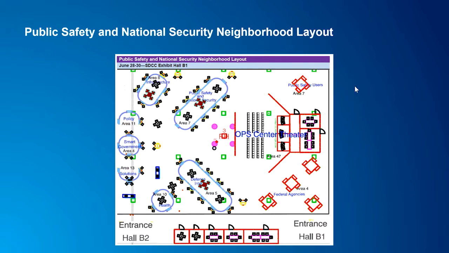And so the public safety and national security neighborhood is going to be, for those of you who are familiar with the San Diego Convention Center, more towards the Marriott, so a little bit on the northwest side of the convention center. We will have our Ops Center Theater right in the middle of our neighborhood, and we will also have some of the more focused kiosks and information, as well as Esri staff in this neighborhood during the conference.